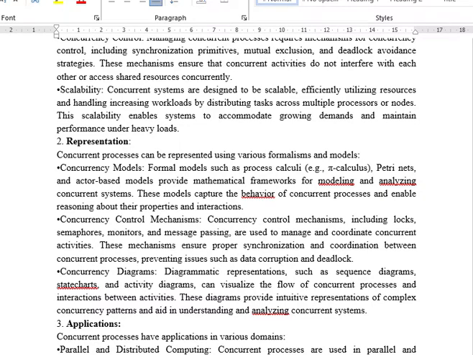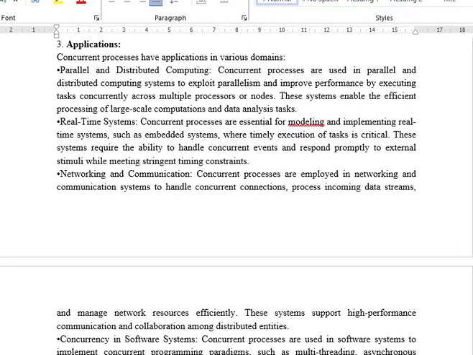So these are the representations of the concurrency process. Next, what are the applications? Parallel and distributed computing. As said before, this follows a parallel system, where parallel tasks are performed and executed in parallel. Multiple tasks are performed level by level, and the huge workload is divided and each piece is given to each person.